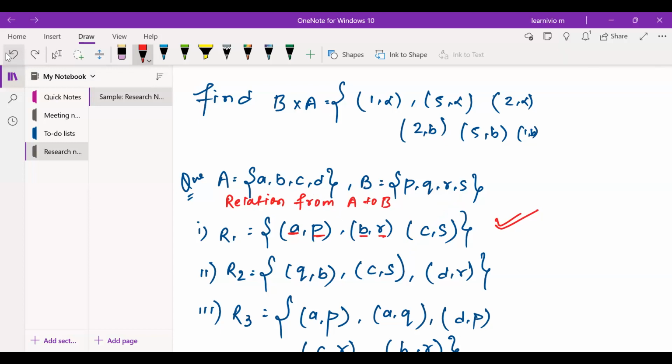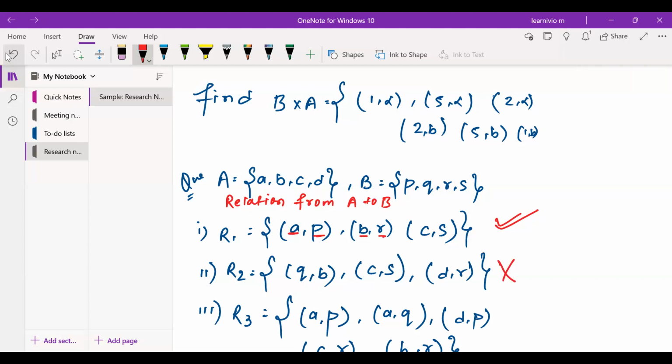No. It can't be. Whatever you are taking, either B cross A or A cross B, all the elements must be arranged in the same way. If you are taking one element of A and another element from B, then in the other ordered pair you must also take one element of A and another element of B. And if you are taking the reverse way, you must take from B, then A, then from B, then A. This must be repeated for all the elements. So the second one is not a relation. Got it?